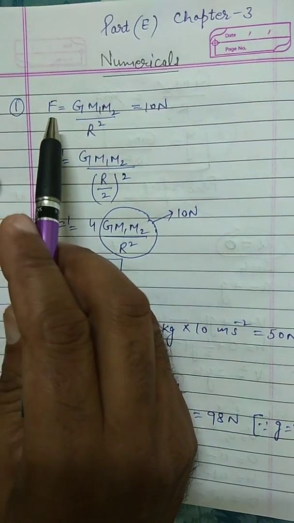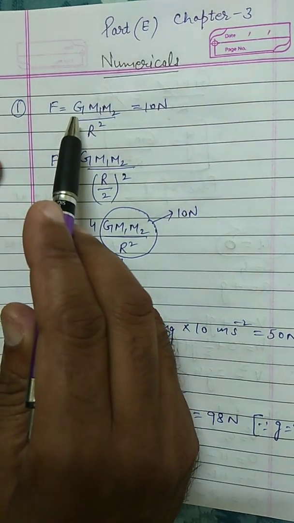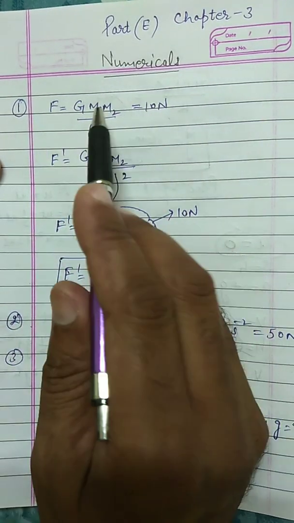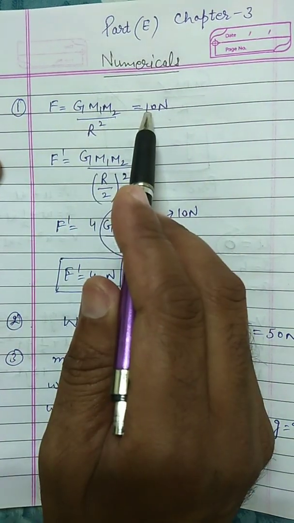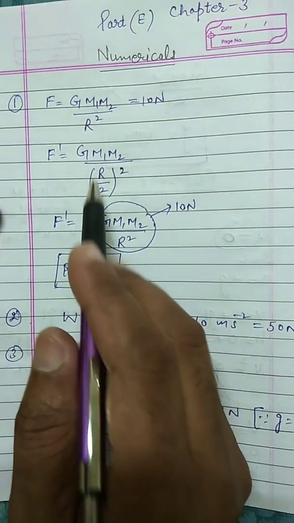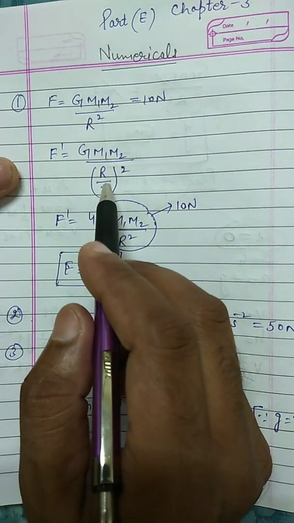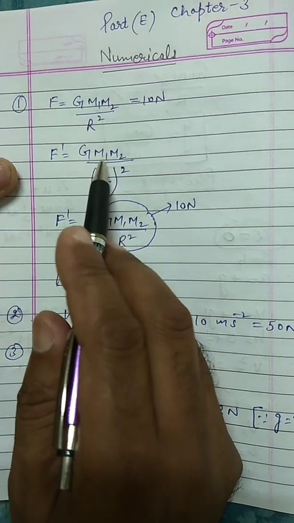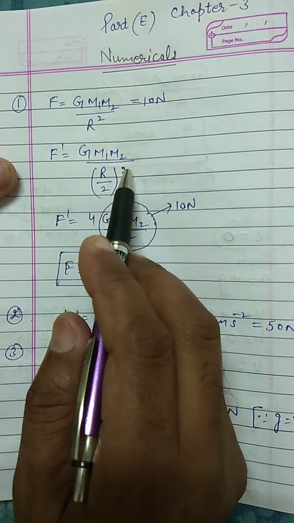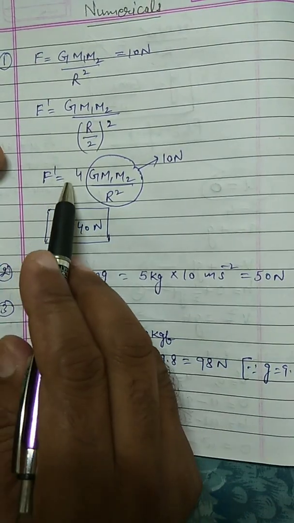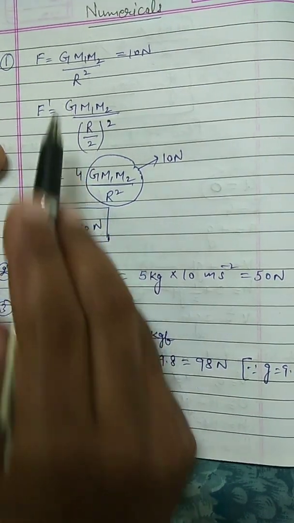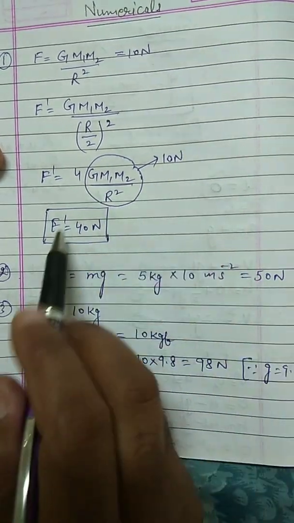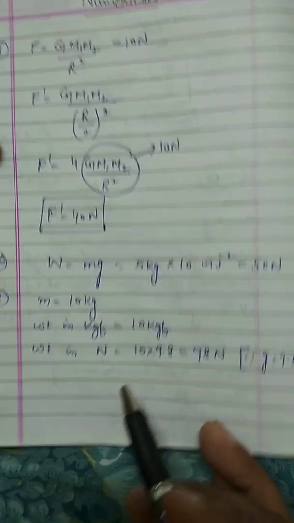In first numerical it is given that force is equal to G m1 m2 upon r square, that is the force of gravitation between two masses, 10 Newton. When the distance is reduced to half of the original, the new force F dash will be G m1 m2 upon r by 2 whole square. If you solve this, 4 will go up, so F dash is 4 G m1 m2 upon r square, which is 4 into 10, 40 Newton.